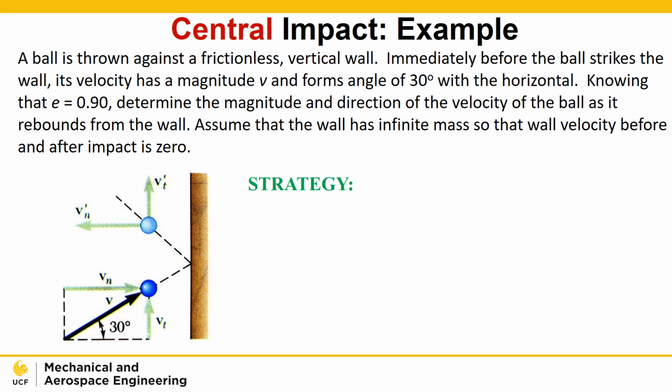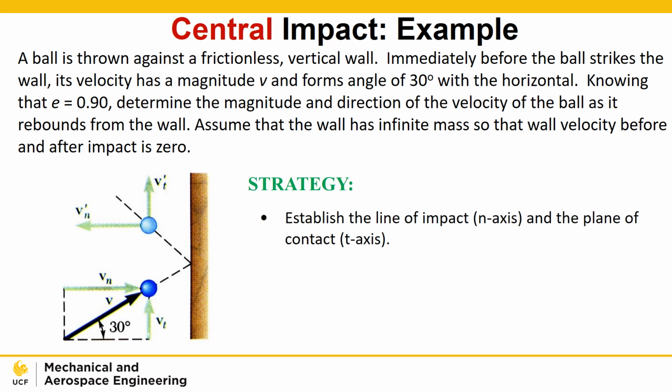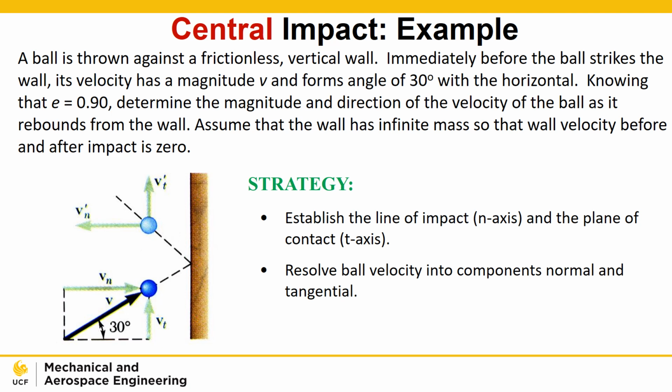Our strategy to solve this problem would be to first establish our line of impact, which is our n-axis or the normal axis, and the plane of contact, which is our t-axis or the tangential axis. We will then resolve the velocity of the ball into the normal and tangential components. Since the problem is that of an oblique central impact, we will apply the conditions of oblique central impact in solving for the velocity of the ball.